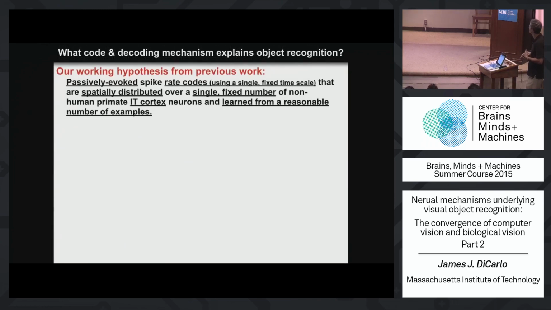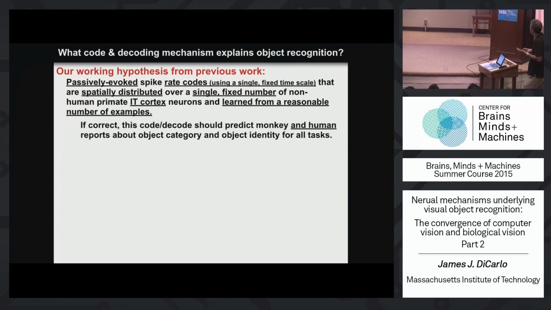So here was, again, the working hypothesis. Passively evoked spike rates using a single fixed time scale that are spatially distributed because they're sampled over IT, over a single fixed number of neurons in non-human primate cortex, and learned from a reasonable number of training examples. So all of that is a decoding class of models that we thought might work. And if this is correct, it should predict the behavioral data that we collect. For example, the D prime data I just showed you, but also more fine-grained behavioral data in principle.